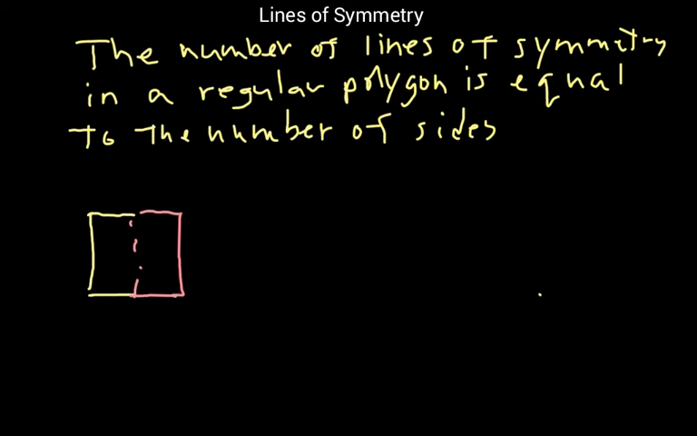Regular polygons have lines of symmetry, and the number of lines of symmetry in a regular polygon is equal to the number of sides that the polygon has. So I'm showing a square, and the square would have, because there are 4 sides, 4 lines of symmetry. I drew in 1, and I wanted to talk about what lines of symmetry are before I construct a few other figures and draw in the lines of symmetry.